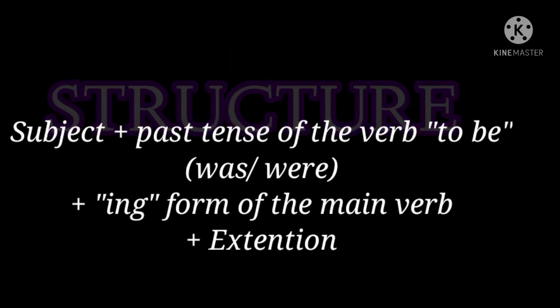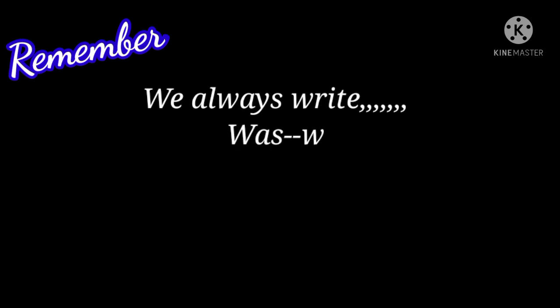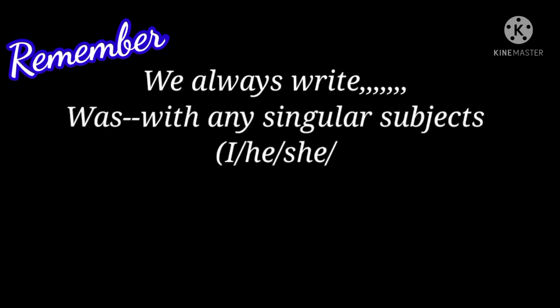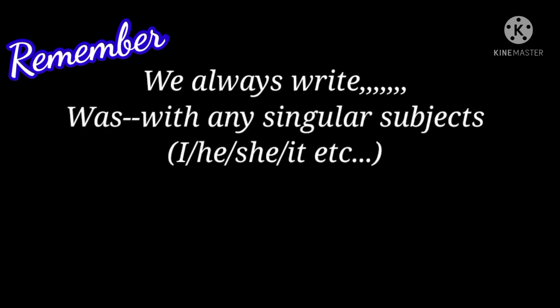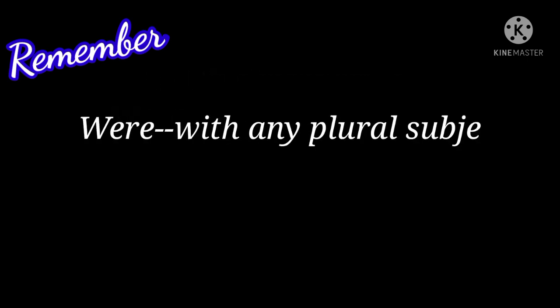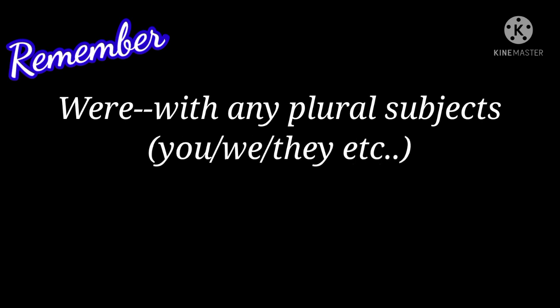Extension means the remaining part of the sentence. But remember that we always write was with any singular subject, as for example, I, he, she, it, etc. Again, we write were with any plural subject, as for example, you, we, they, etc. Let's come to the example.